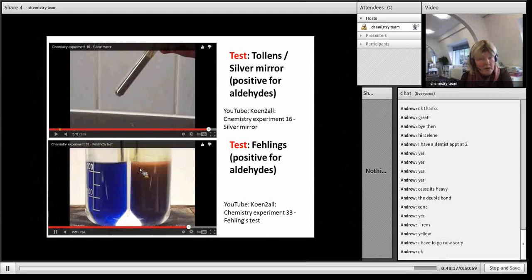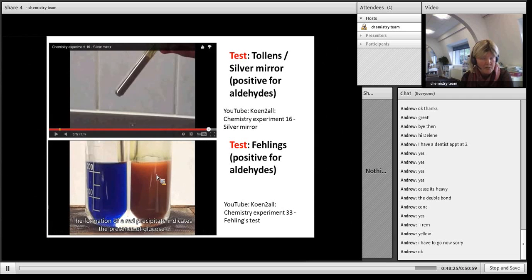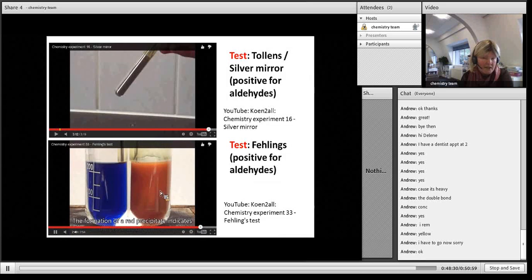And copper 1+, depending on what the salt is formed, but in this case it's with tartrate, it forms that brick red precipitate. This is saying glucose because glucose has got an aldehyde on it, so they've used glucose here. So those are the 2 tests you do need to know.